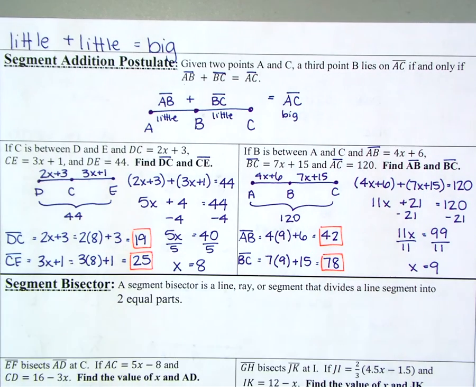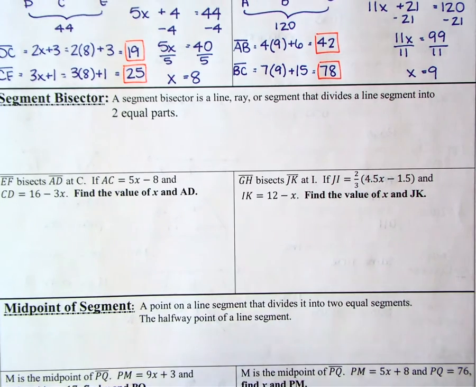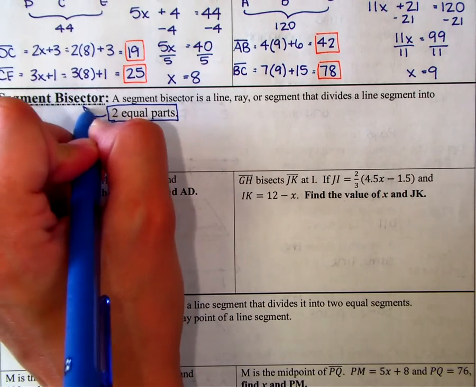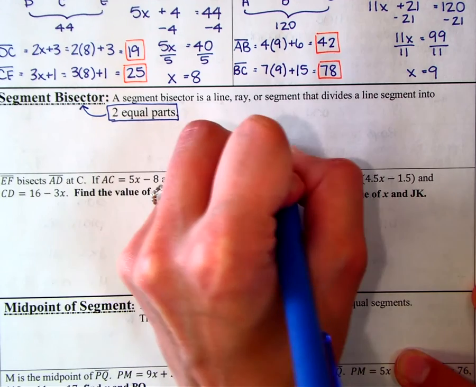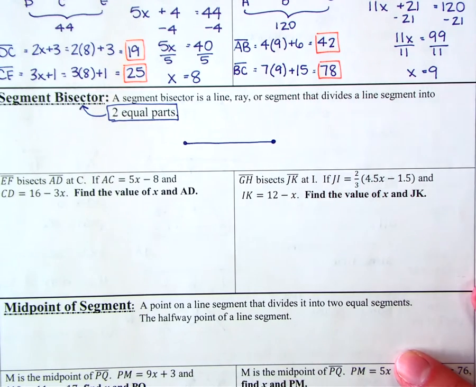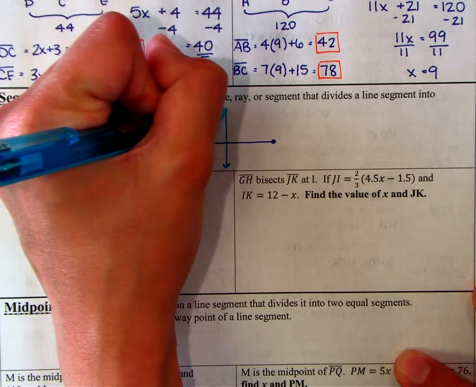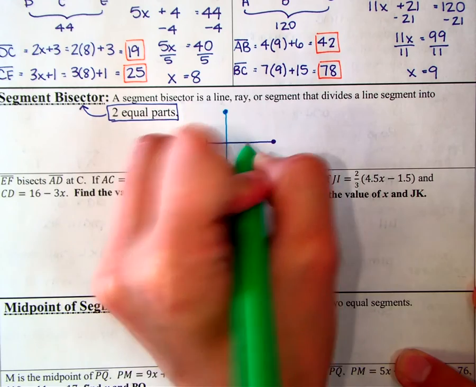So next thing that we'll look at, similar but not exactly the same, is the segment bisector. A segment bisector is a line, ray, or segment that divides another line segment into two equal parts. So that two equal parts is the most important thing because it's actually your definition for bisector. So here we'll have a segment and it is being bisected by something. It doesn't matter if it's a ray, it doesn't matter if it's another line segment. It's just being bisected. But the special part about that bisector, it's saying that these two pieces are congruent.